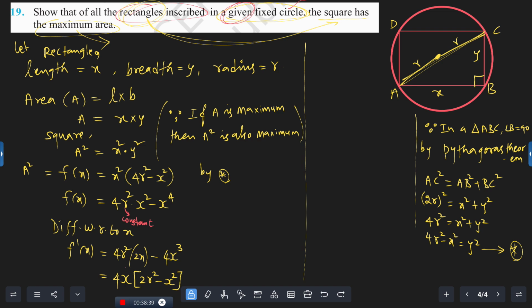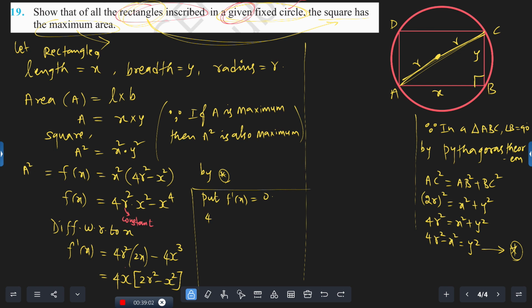Okay, is it correct? 1 4 1 x if I take now, 2 r square minus x square. Okay, this is f dash of x. Now to find the x value, put f dash of x is equal to 0.